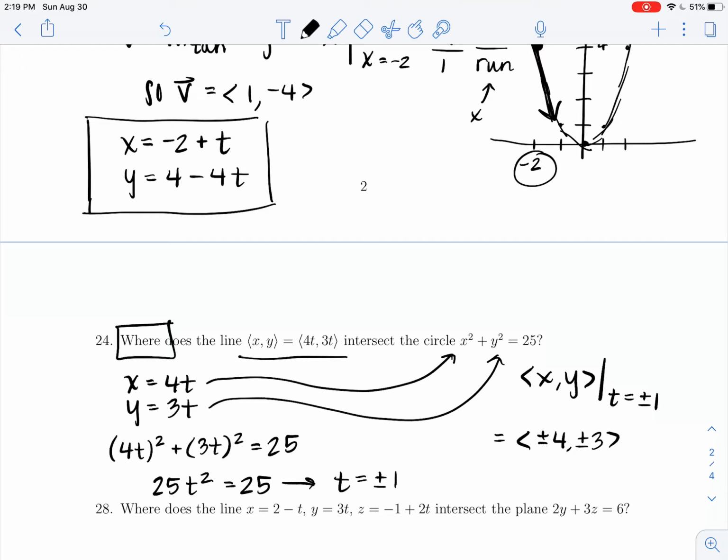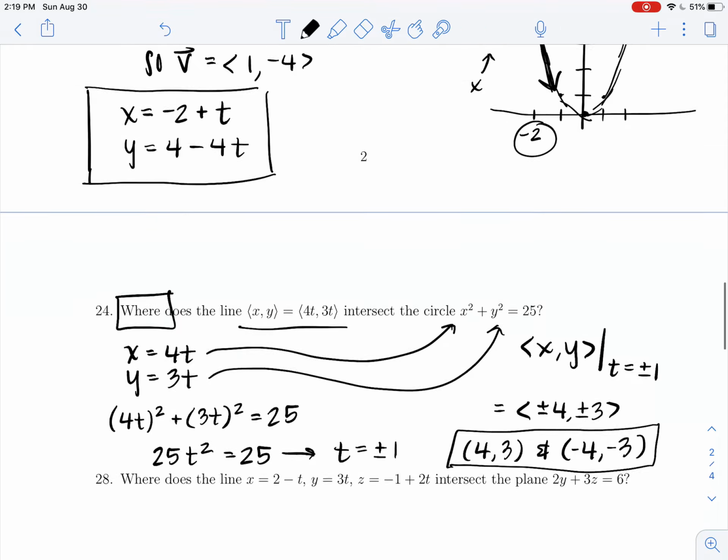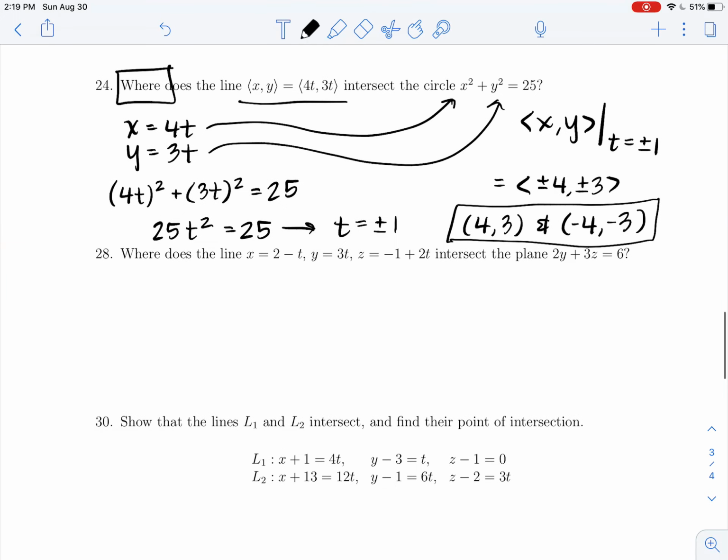Now this is in vector notation, so let me write them out as points: 4, 3, and negative 4, negative 3. All right, and so this is where the line intersects the circle, at those 2 points on the circle.